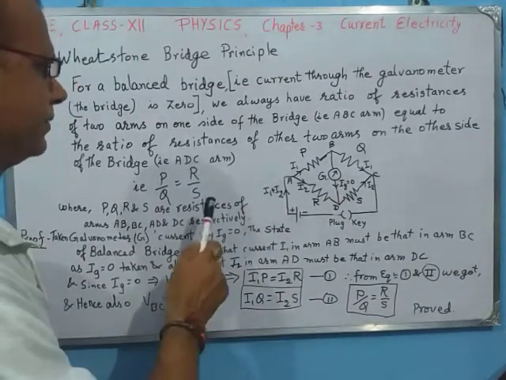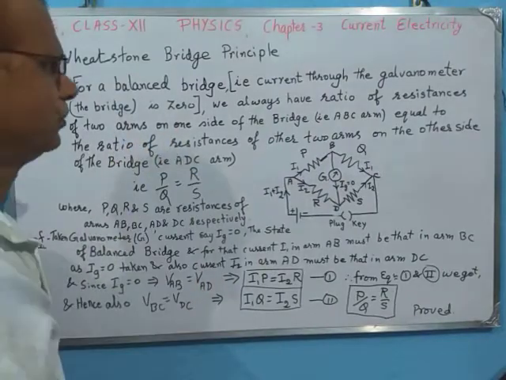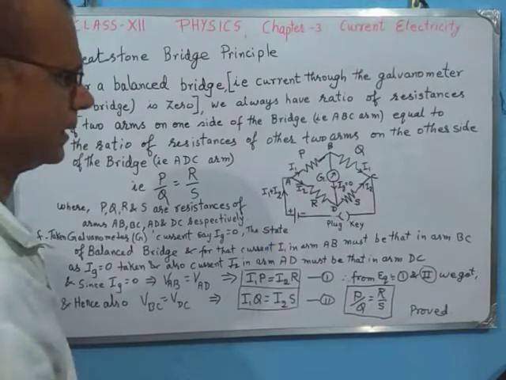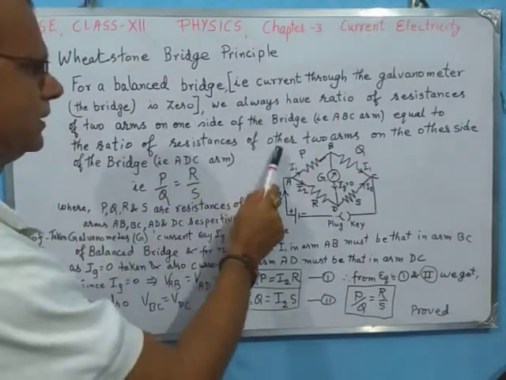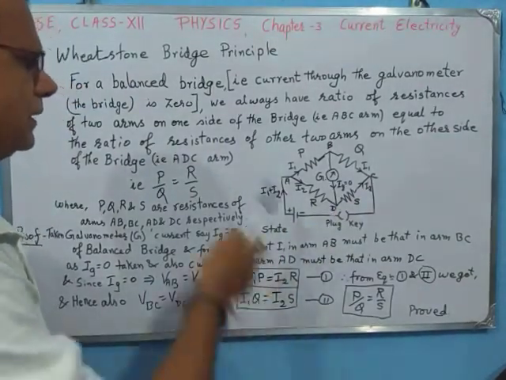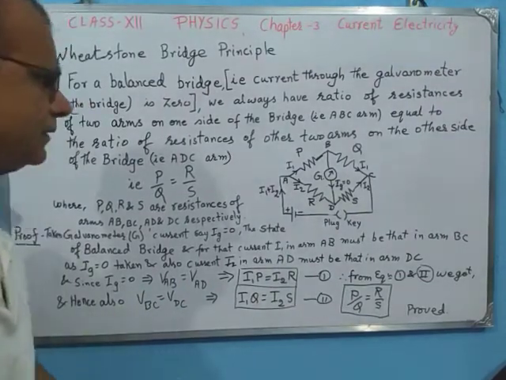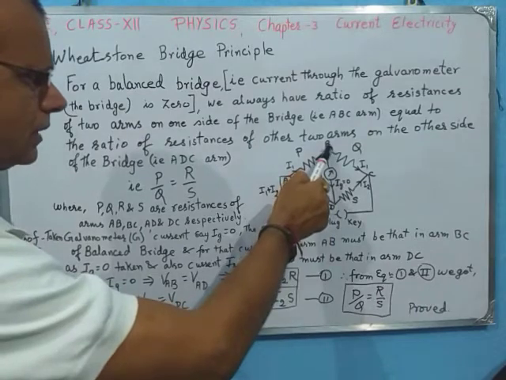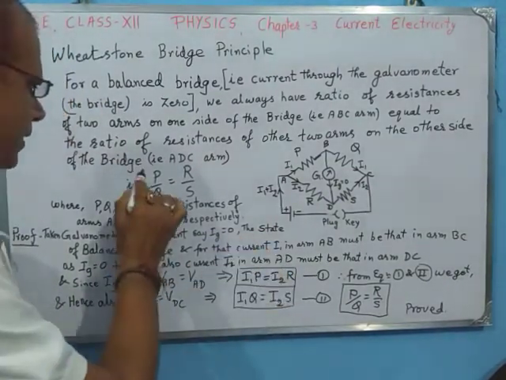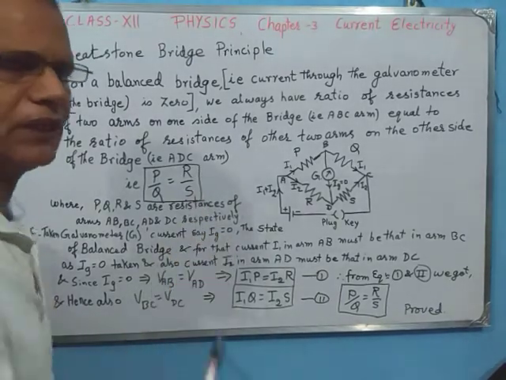If that is the case, then we have the Wheatstone Bridge principle, which states that for a balanced bridge, that is, when the current through the galvanometer is 0, the ratio of resistances of the two arms on one side of the bridge, arm ABC in the diagram, is equal to the ratio of resistances of the other two arms on the other side, arm ADC. So P by Q is equal to R by S. This is only true when no current is flowing through the arm BD, that is, the galvanometer current is 0. Otherwise this relation is not valid. This relation is valid only for a balanced bridge.